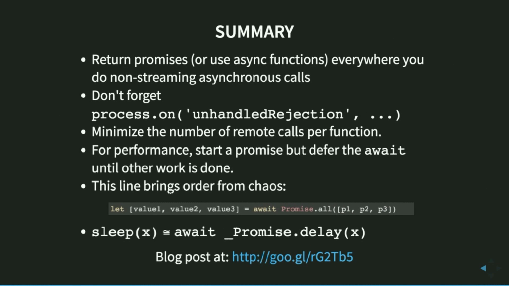All right, so in summary, use promises everywhere, or async functions. If you guys are using promises right now but not async await, transitioning to async await is going to be super easy. So I really encourage you guys to use promises if you're not. Yeah, minimize the number of remote calls for a function. Yep, that's it. Here's a blog post that goes into a little bit more detail at times.